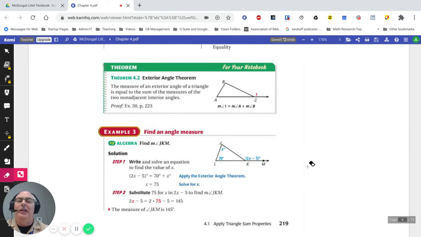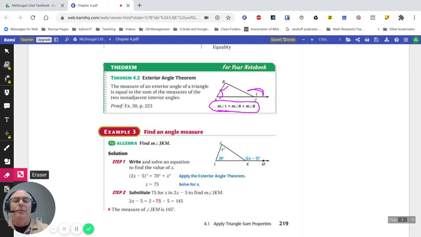When we begin looking at the exterior angles, what we're going to find is that an exterior angle is going to be equal to the sum of the opposite, or the non-adjacent, interior angles of the triangle. So angle 1 here is going to be equal to the measure of angle A plus angle B.